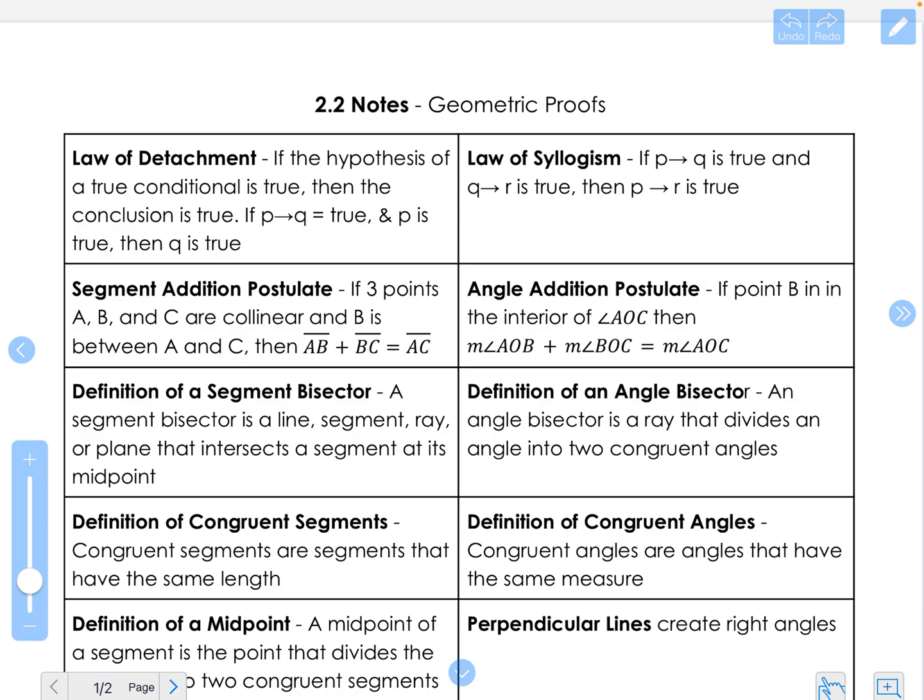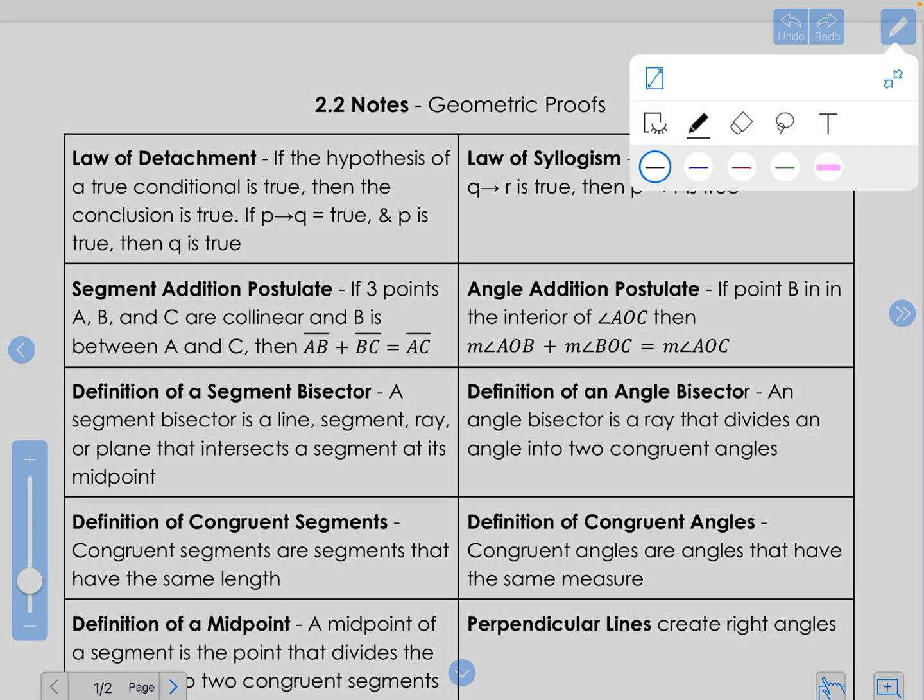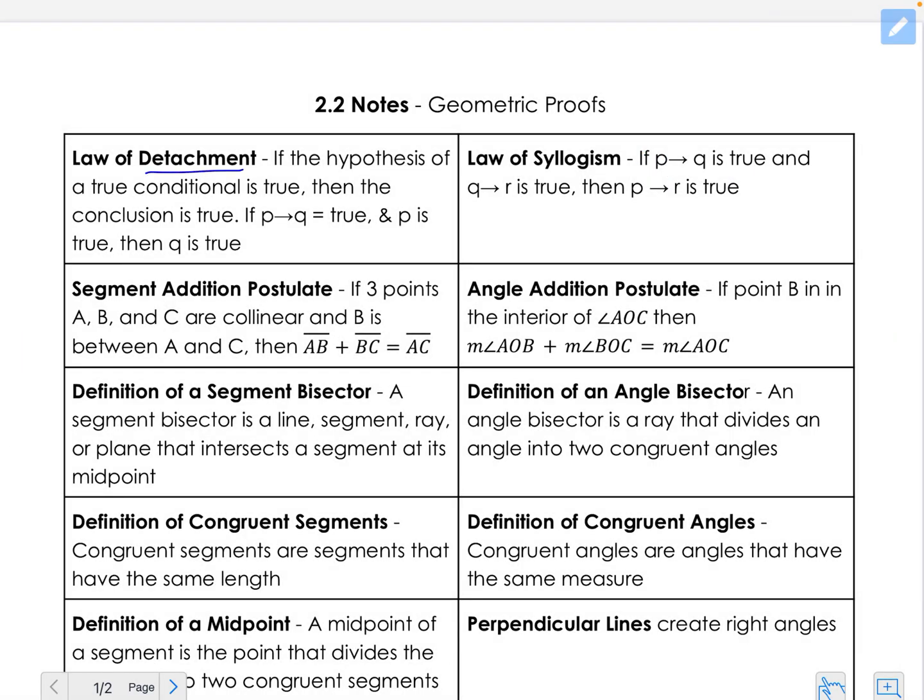So here's just a real quick list of everything that we learned last unit that we could use to prove information in a problem. So you've got your law of detachment. So if the hypothesis of a conditional is true, then the conclusion is true. So if P then Q is true and P is true, then we know that Q is true. Our syllogism: if P then Q is true and Q then R is true, then we know that P then R is true.